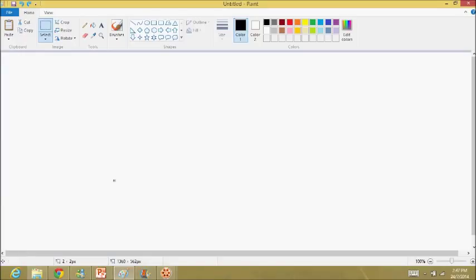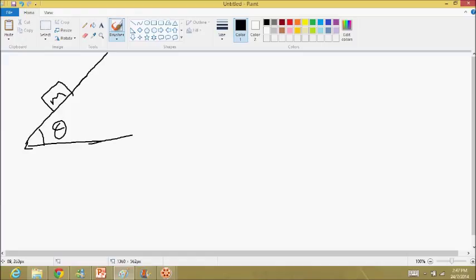So now we'll look at a slightly more complex problem. So we consider an inclined plane at an angle theta with the ground and a block of mass m kept on the inclined plane. And we want to analyze this block. We want to get all the equations we can for this block.